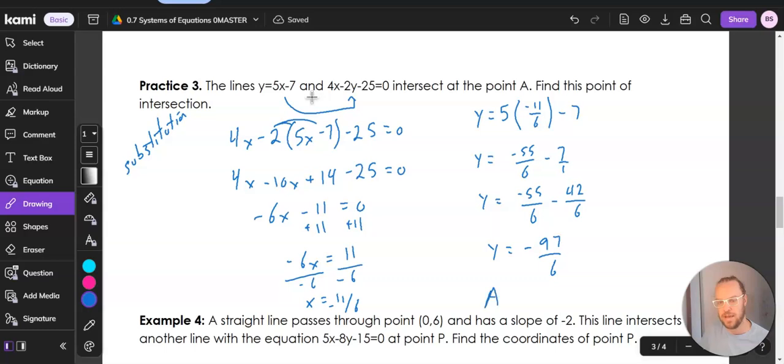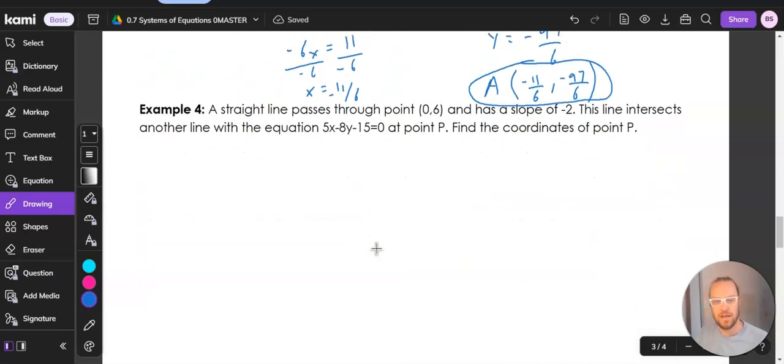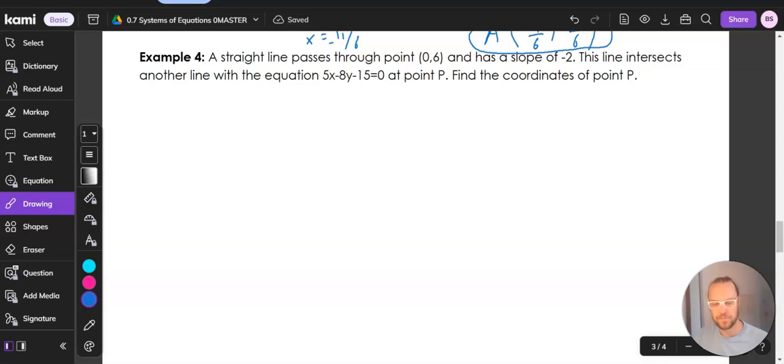So my point A, because again we're looking for point A, is going to be negative 11 sixths and negative 97 sixths. So a little bit more complicated numbers, but not anything different than what we did last time. So hopefully that's what you were able to find. All right, now example 4 here.